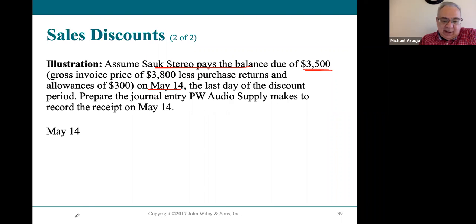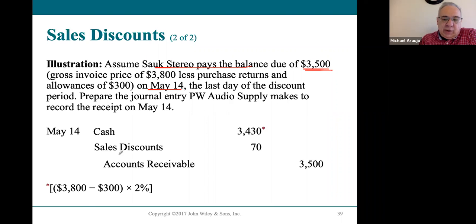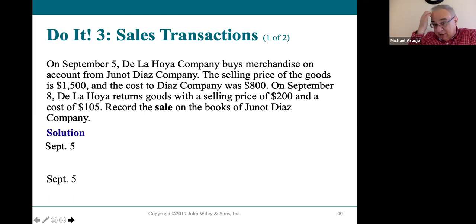So how do we take care of that as the seller? We are going to show that we collected $3,430 of cash, which reflects a $70 sales discount. Notice sales discount gets a debit along with cash. We did collect our entire receivable. The $3,500 receivable will be wiped off the books with a credit. So that's going to be the journal entry for the seller when they collect money with a discount. Of course, it's very easy when they don't have the discount. It's just a debit to cash, credit to accounts receivable.